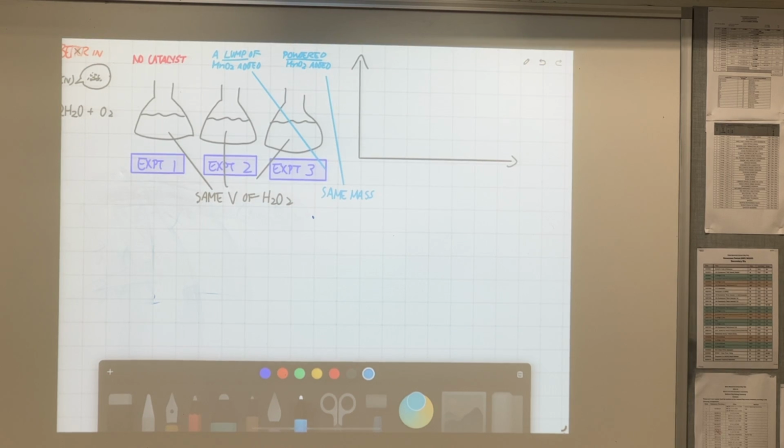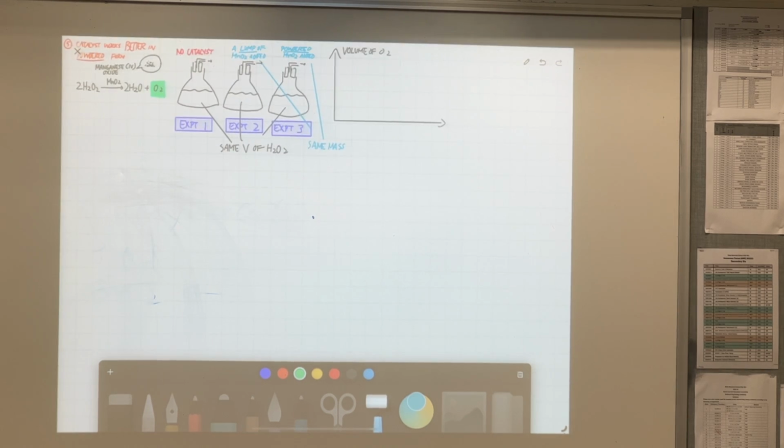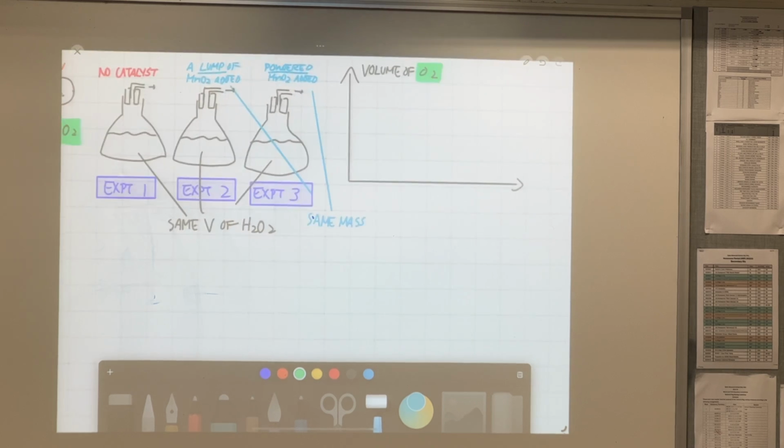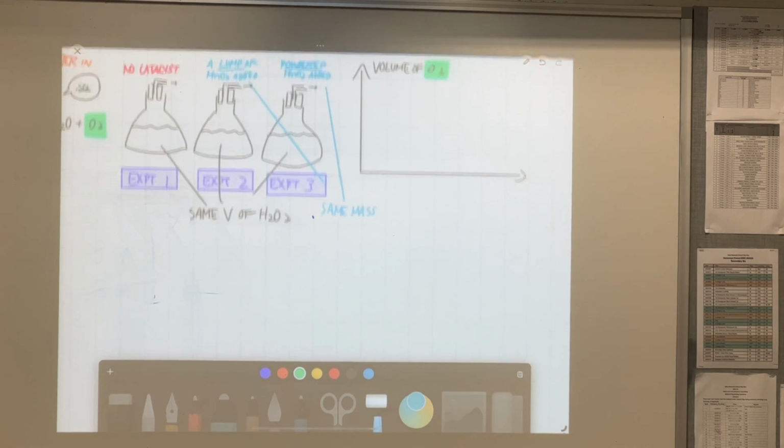Now, what I need you to do now is to show me the volume time graph. If I connect this end to the syringe, what would the volume of oxygen collected be like? So this is the volume of oxygen collected. We are collecting oxygen using a syringe. So can you show me the results of experiment 1, 2, and 3? What are they like?